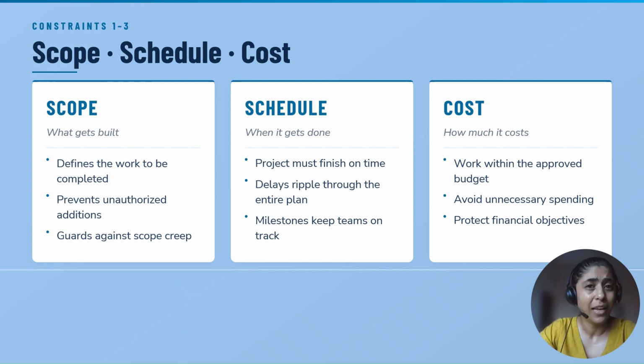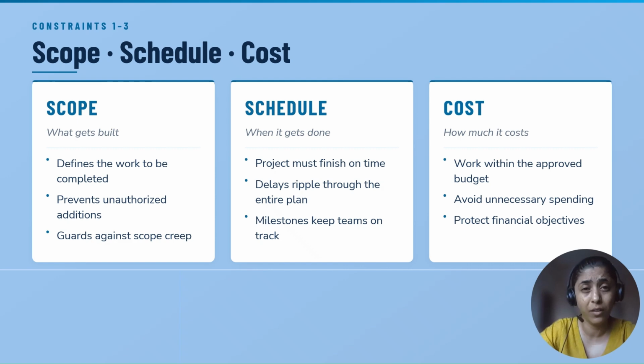And let's look at the second constraint, schedule. Schedule answers one simple question. When must the project be completed? Imagine your wedding invitation cards are printed perfectly, but they are delivered after the wedding. The quality is excellent, but they have no value because they arrived too late. In a project, delivering on time is just as important as delivering the right product. That's why project managers create schedules, milestones, and deadlines to keep everyone aligned.